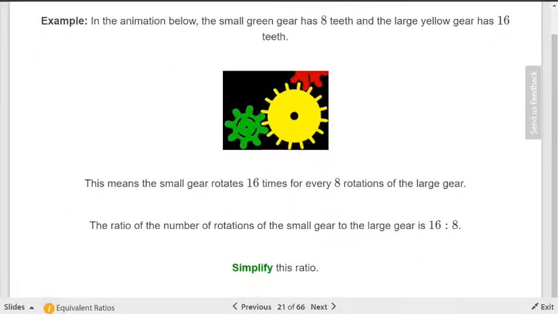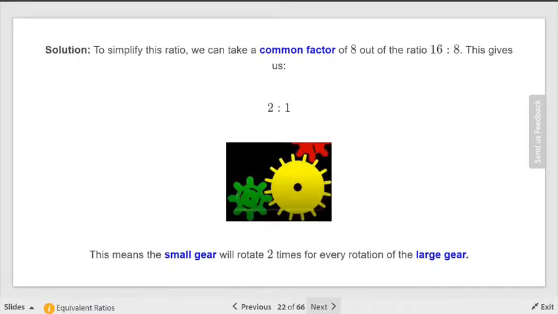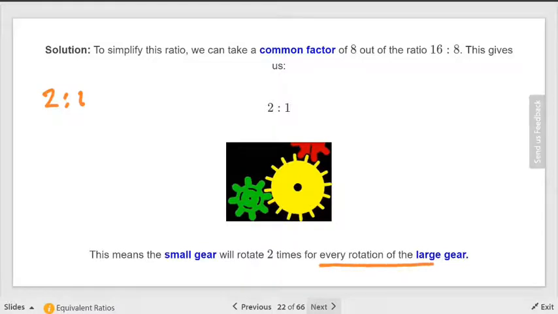Okay, so we simplified the ratio. Let's see if we got it right. There we go. The small gear will rotate 2 times for every rotation of the large gear. Oh, for every rotation? Well, we had 2 to 1. But they don't say 1 rotation. They just say rotation. Where's my 1?